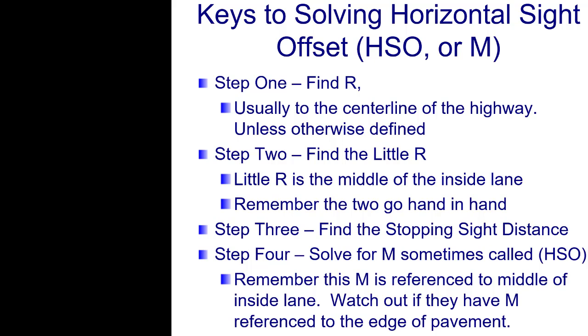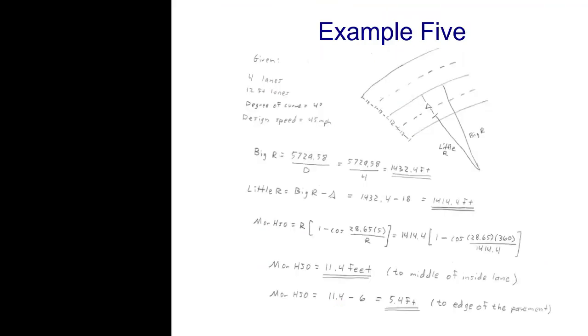Keys to solving horizontal site offsets. Step 1, find R, usually to the center line of the highway, unless otherwise defined. Step 2, find little r. Little r is the middle of the inside lane. Remember, the two go hand in hand. Step 3, find the stopping sight distance. Step 4, solve for M, sometimes called HSO. Remember that M is referenced to the middle of the inside lane. Watch out if they have M referenced to the edge of the pavement.